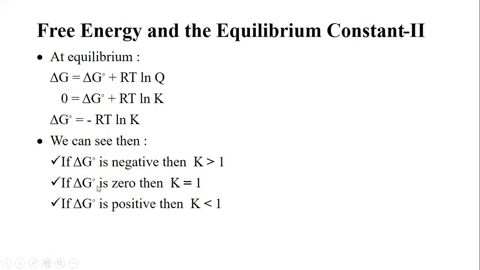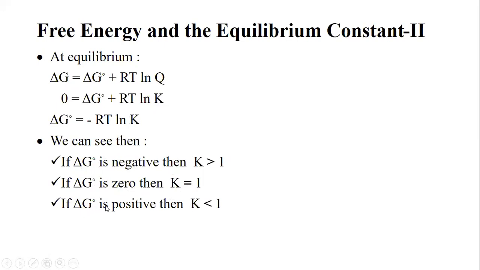If delta G 0 is 0, then K equals 1. How can we get this? If this is 0, how could this be 0? This has to be 0. R cannot be 0. T cannot be 0. So ln K has to be 0. And when do we have ln K equal 0? ln of 1. So K equals 1.